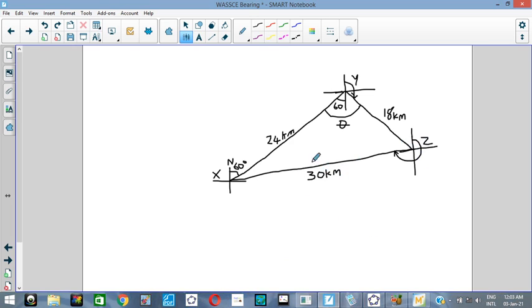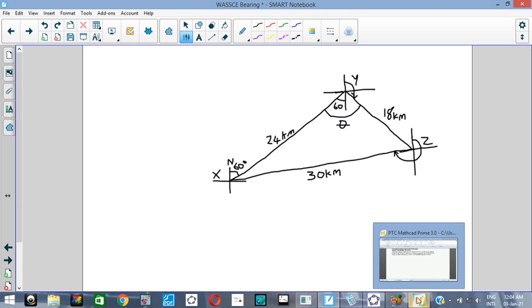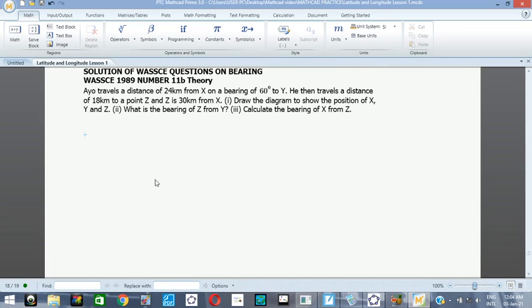Remember the cosine rule. The cosine rule is what I'm going to use here. And what does the cosine rule say? It says this side faces the angle you are looking for. So this angle is facing this side. That means I'm going to do the square of 30 first. So the square of 30 is going to be equal to the square of 24 plus the square of 18 minus 2 times 24 times 18 times cos of this angle.